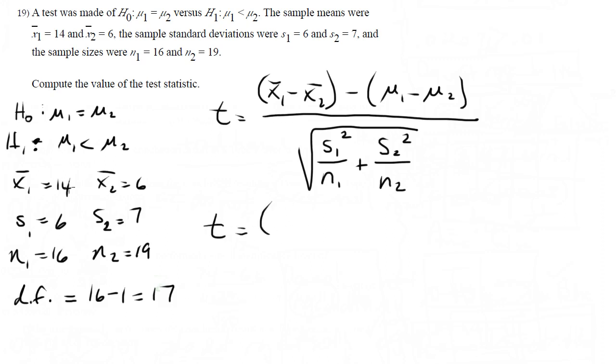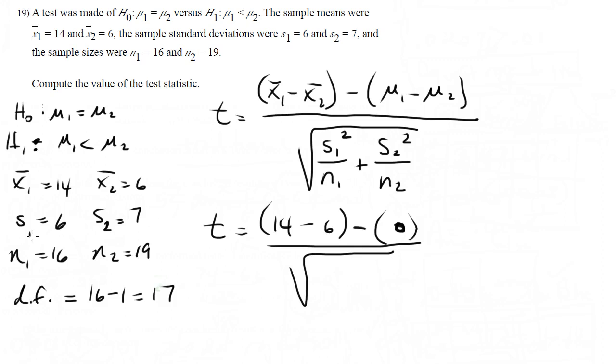So the test statistic we're calculating: x1 bar is 14 minus 6, minus the null hypothesis. We're assuming that the means are equal to each other, so mu1 minus mu2 has to be 0 if those means are equal, right? Over the square root of s1 squared, that's 36, over n1, plus s2 squared, that's 49, over n2, which is 19. Okay, so this is going to be 14 minus 6 is 8 over.